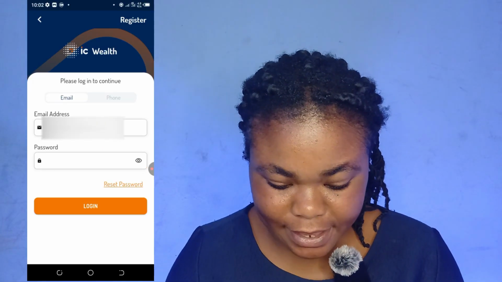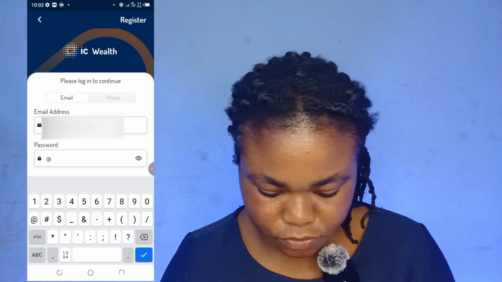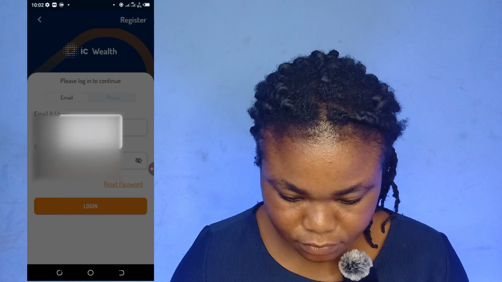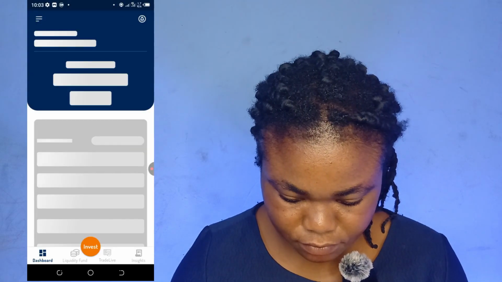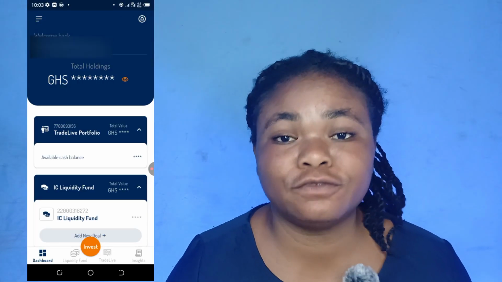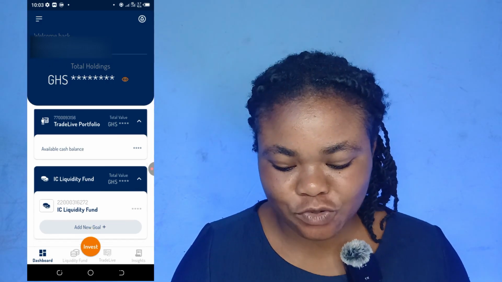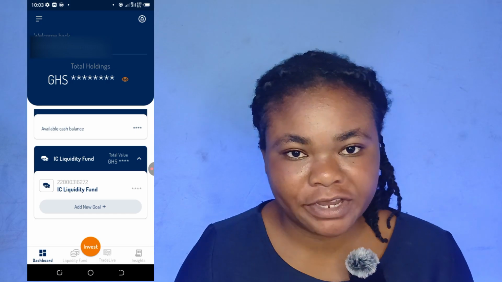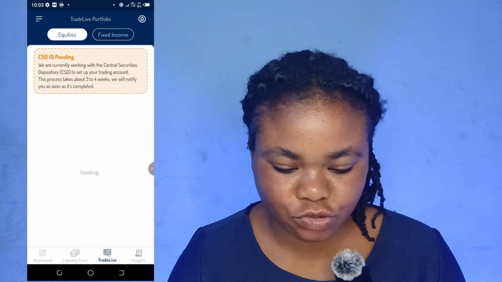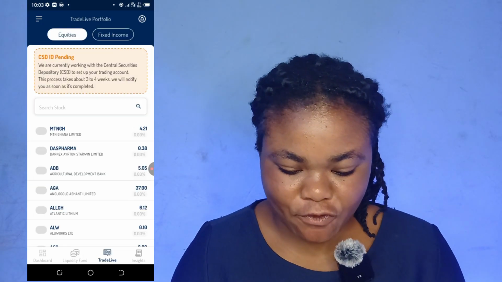What you have to do is go straight to your app. You click on your IC World app, and then you log in and type your password. After you have logged into your account, you click on Trade Live, and then you wait a moment.